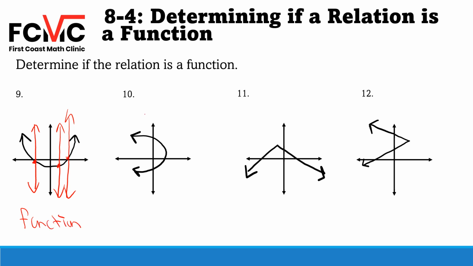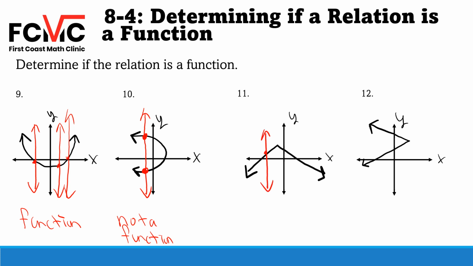Compare that to number 10. If I draw my vertical line here, all right, it's passing through 2 points, so this is not a function. All right, and remember, the lines that are already there are just my x and y axis, okay? So x-axis, y-axis, x-axis, y-axis. Number 11, no matter where I draw my vertical line, it's only going to pass through at one point. So this is going to be a function.